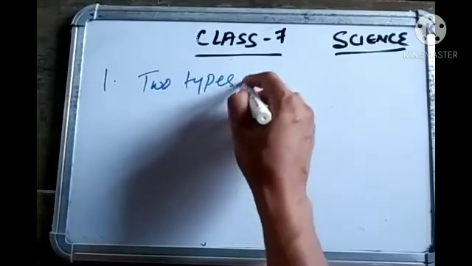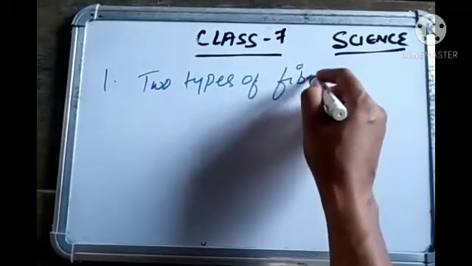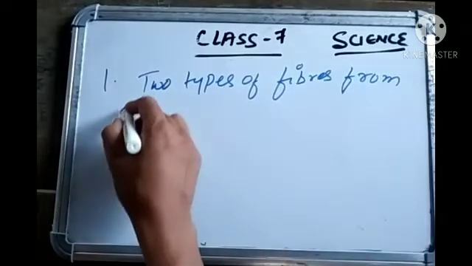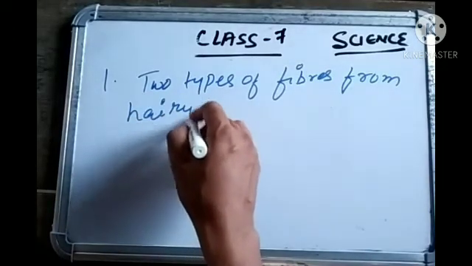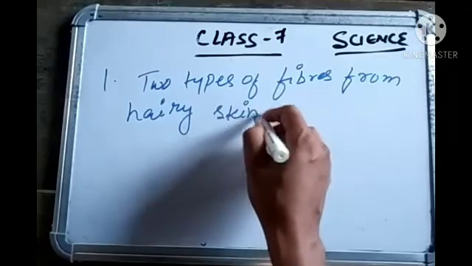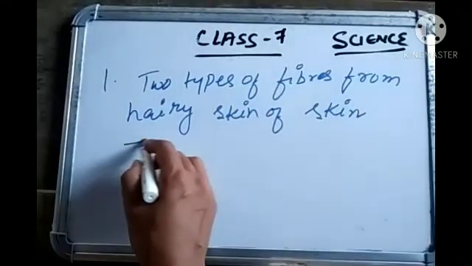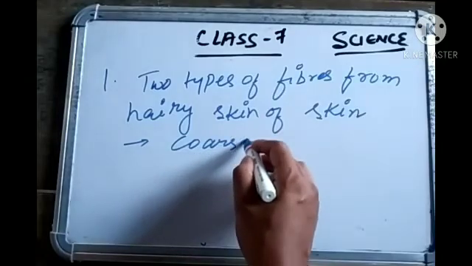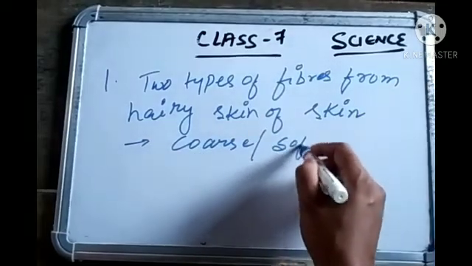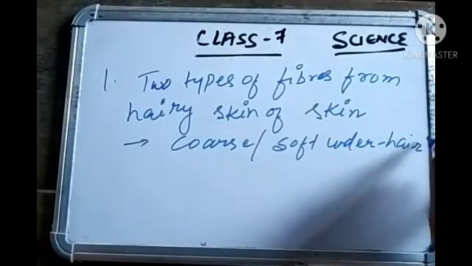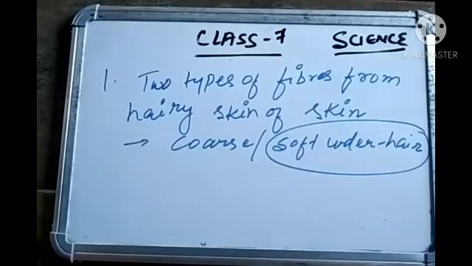Two types of fibers from the hairy skin of sheep we have discussed. The first one is coarse hair and the other one is soft under hair. We require the soft under hair for making wool. For this, selective breeding is very important.